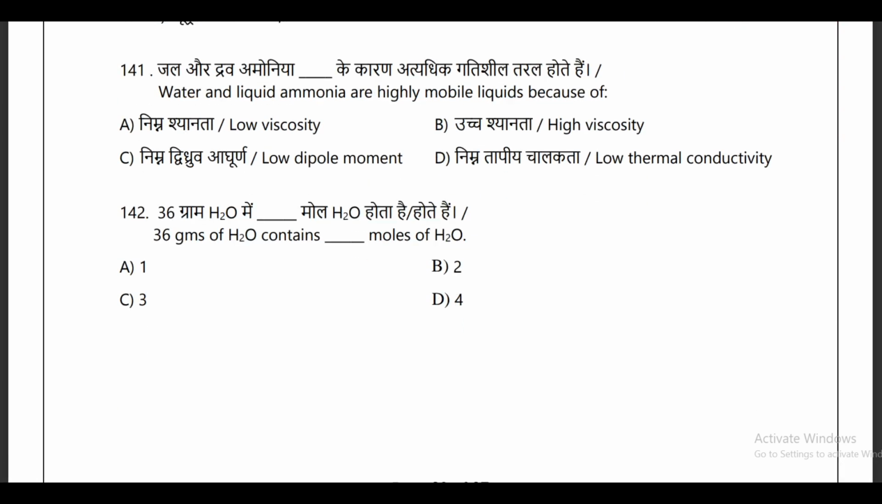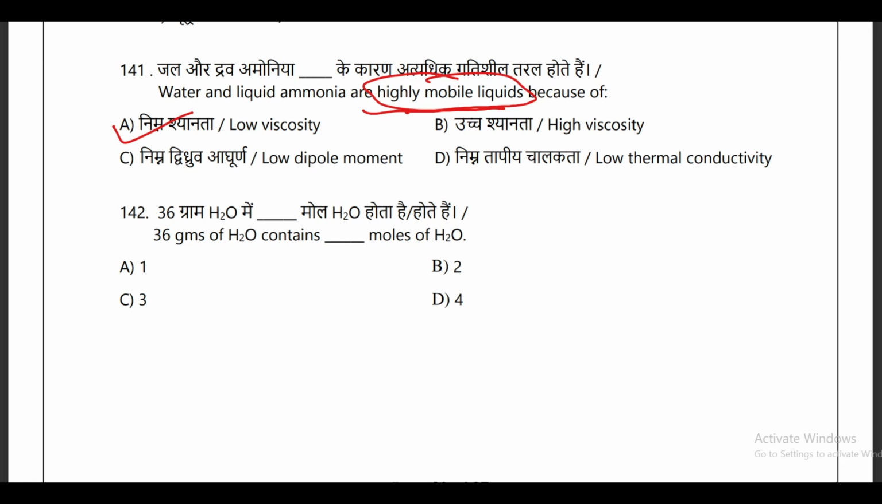In the next question, water and liquid ammonia are highly mobile liquids. The options are low viscosity, high viscosity, low dipole moment, and low thermal conductivity. Out of these four options, your correct answer is low viscosity. So water and liquid ammonia are highly mobile because they have low viscosity.